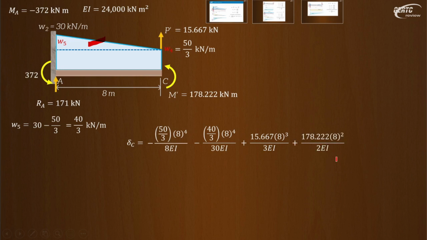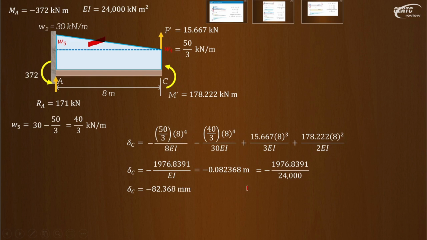Okay? So with these values, simplify that. That will give you negative 1976.8391 over EI. And your EI is already expressed in kilonewton meter squared. Sorry, so the unit here is already in millimeters. Let me scramble that, let's reverse it. Anyway, 24,000 is our EI. So this is in meter, I mean. So this will give you 82.368 mm. That will be our delta.